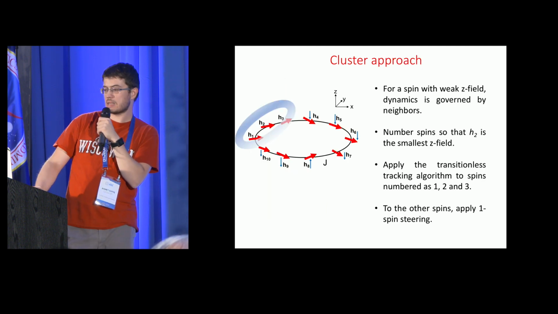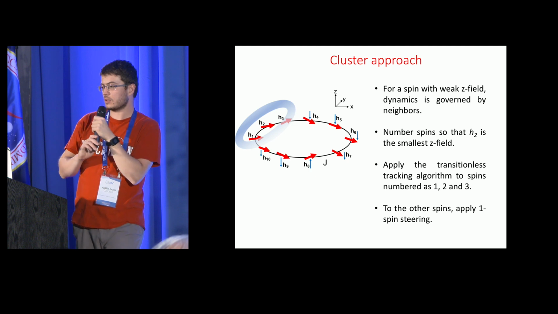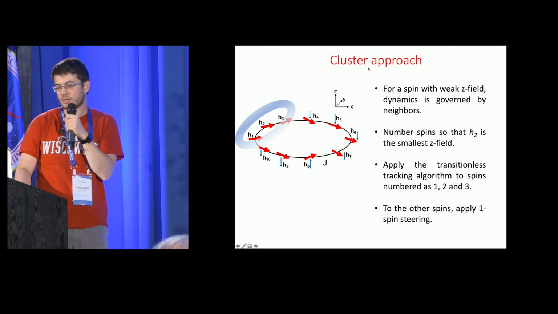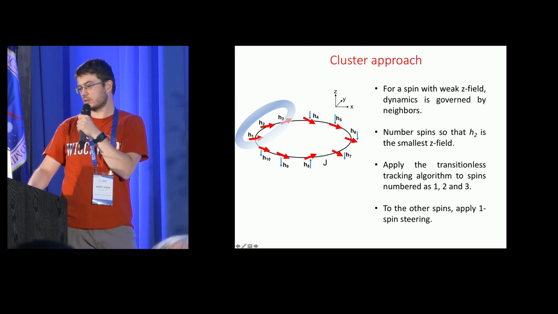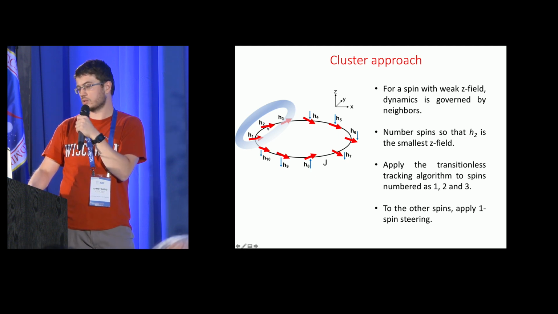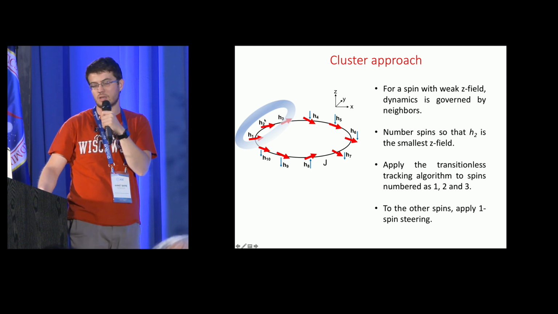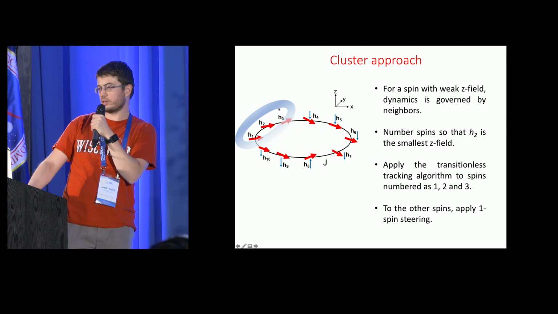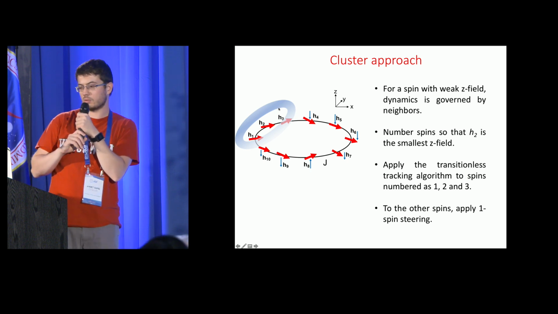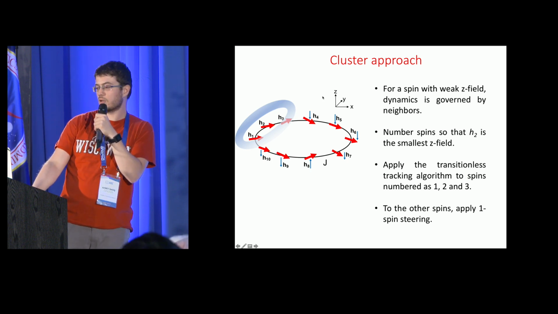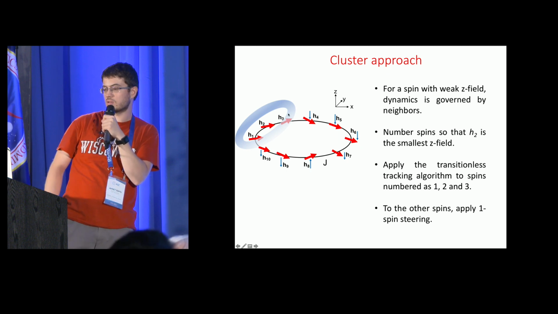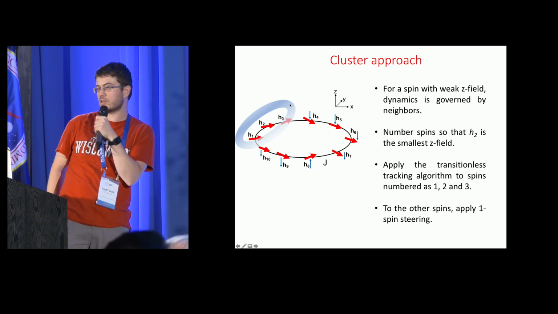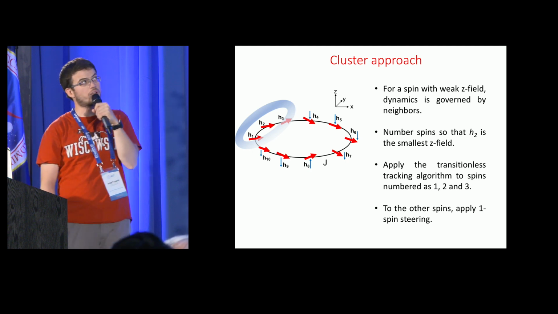Yeah, the final thing I want to present is a cluster approach, and here the troublemaker is the spin with the smallest magnetic field. Let's say this is H2. We can form a cluster such as H1, H2, H3 together because the dynamics is governed by the neighbors. We can consider a trio of these spins, and to the rest we can still apply one spin steering.